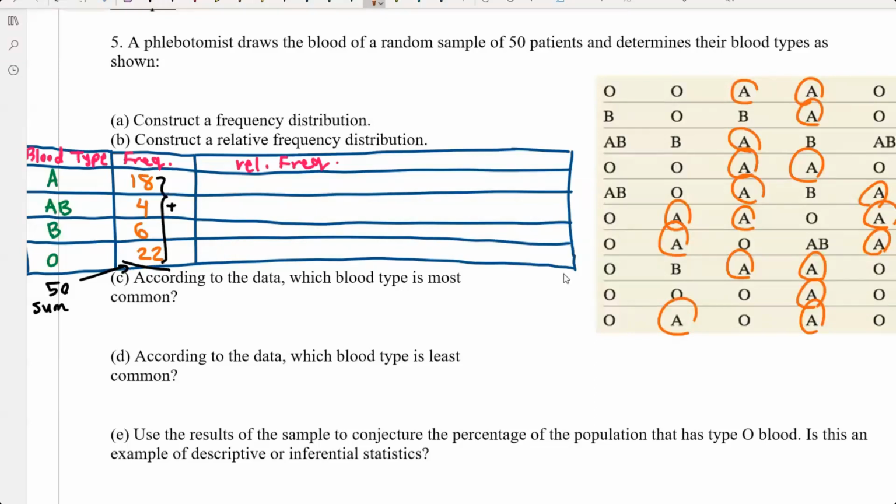Now to find relative frequency, we have to divide each one by the sum. So 18 divided by 50, exactly the same thing that we did in the previous examples. Now here we have 4 divided by 50. This one is 6 divided by 50. And finally this one, 22 divided by 50. Rounding that is 0.36 or 36%, 44% in this part.